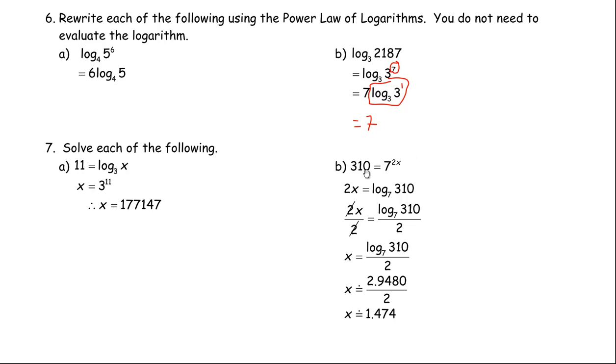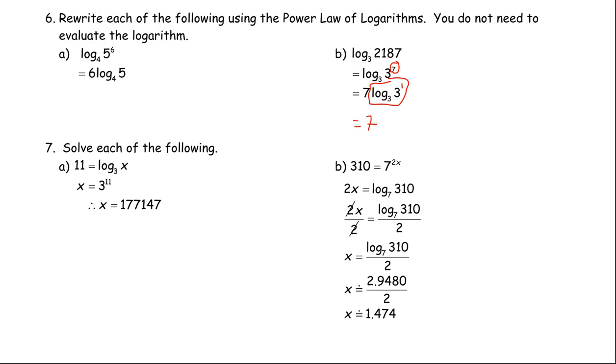In B, 310 equals 7 to the power of 2x. So the x is in the exponent, so I need a logarithm to be able to solve for a variable in the exponent. So to rewrite this in its equivalent logarithmic form, the exponent, 2x, is equal to the logarithm of 310 base 7, which is what this is. Now I'm trying to isolate for x, so if I divide both sides by 2, these 2's divide out, so x is the logarithm base 7 of 310 divided by 2. So that's actually the exact value for x.